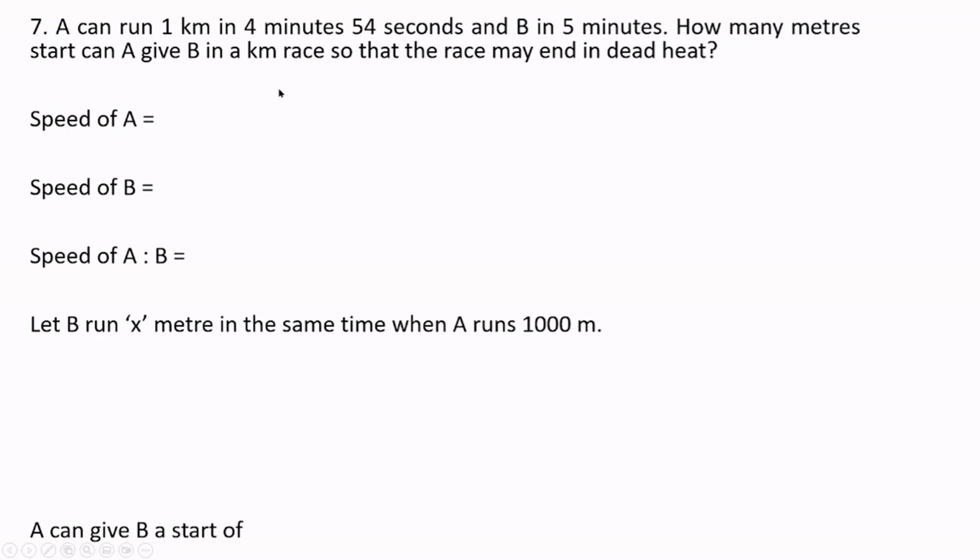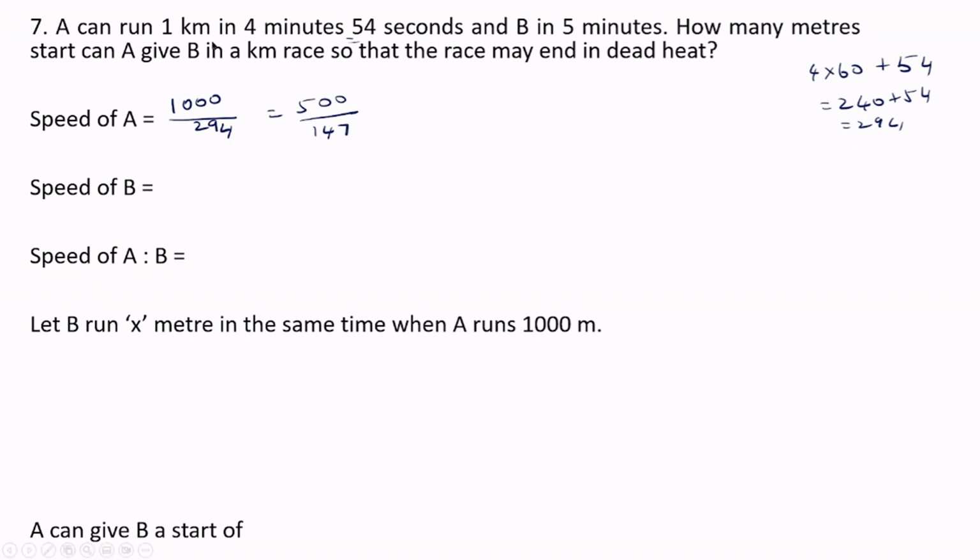So first let us find speed of A and speed of B. So here it is given A can run 1 kilometer in 4 minutes 54 seconds. So we need everything in meters per second. So let us convert all these to the standard units. So speed of A is 1 kilometer, it is 1000 meter, distance by time. Time is 4 minutes 54 seconds. So it is 4 into 60 seconds plus 54 seconds. So it is 240 plus 54, which is 294. So this is 1000 by 294, or it is 500 by 147.